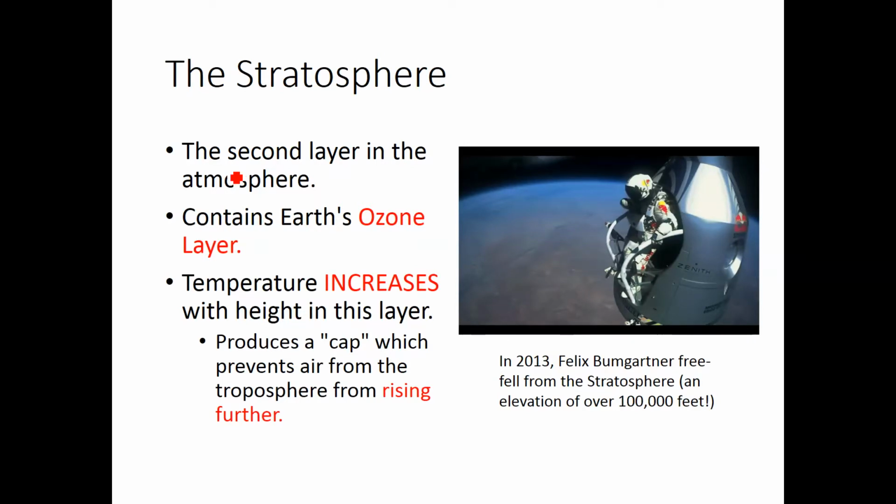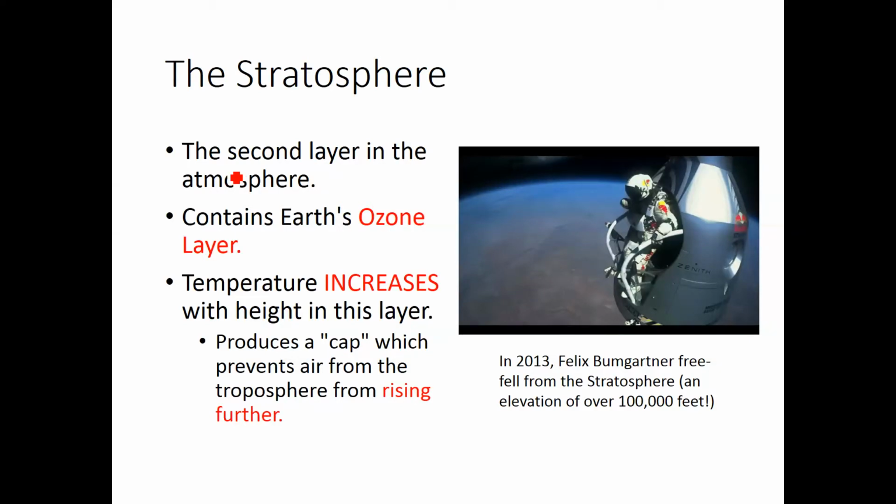Now, this actually provides an interesting characteristic, in that this increase with temperature creates a cap, almost like the cap on a soda or the lid on a container, preventing anything from the troposphere from rising. This is why all of our weather and everything is trapped in the troposphere, because the higher temperatures in the stratosphere prevent air from rising up there. Air only rises when it's colder than its surroundings. Well, if the temperature up there is warm, air can't rise any further. We'll talk more about that later when we talk about what's called stability.